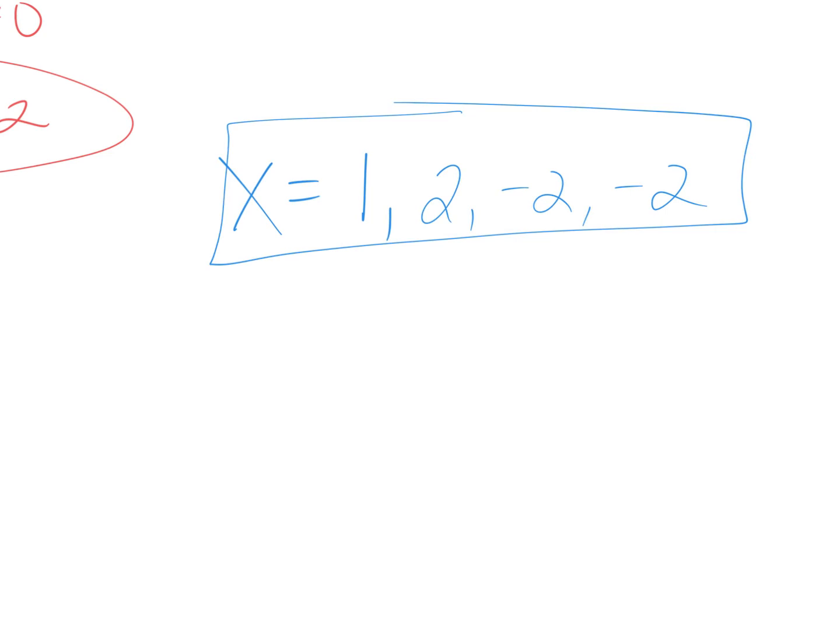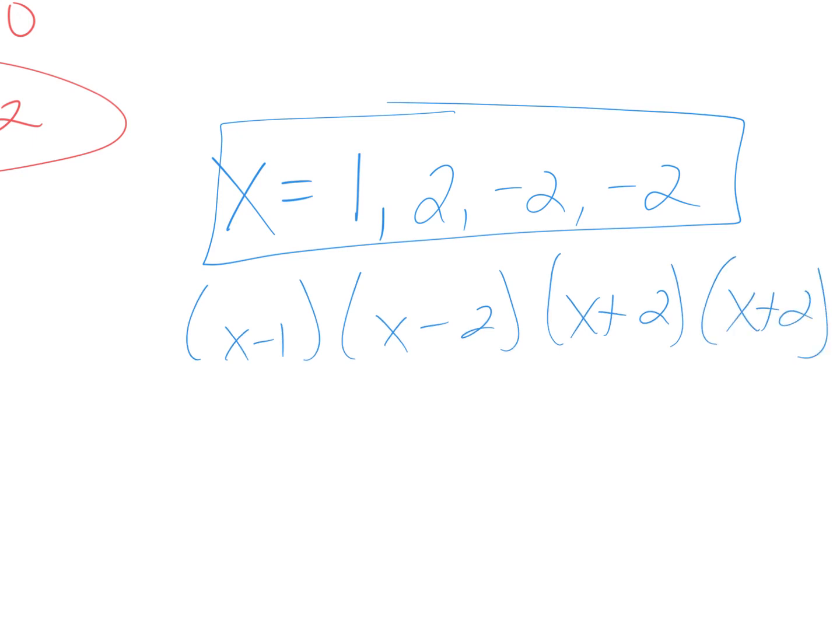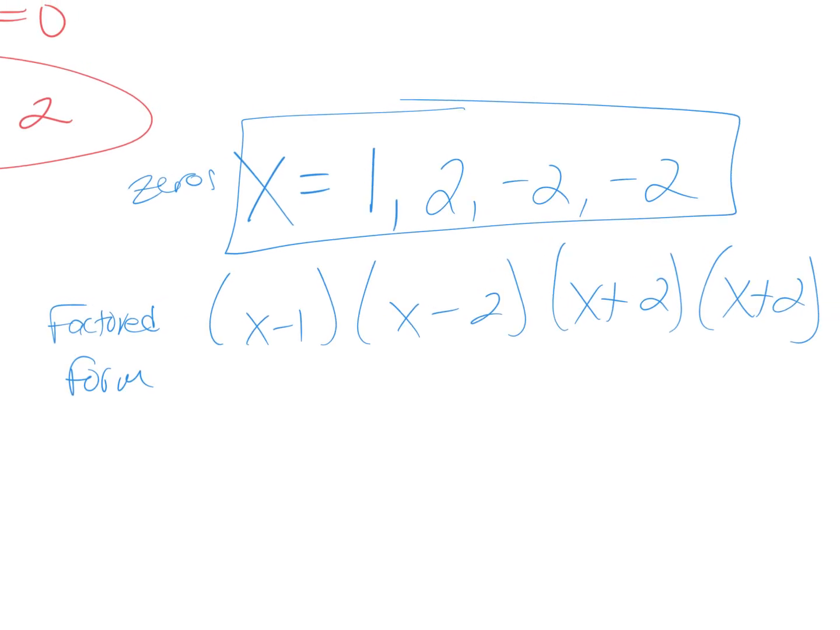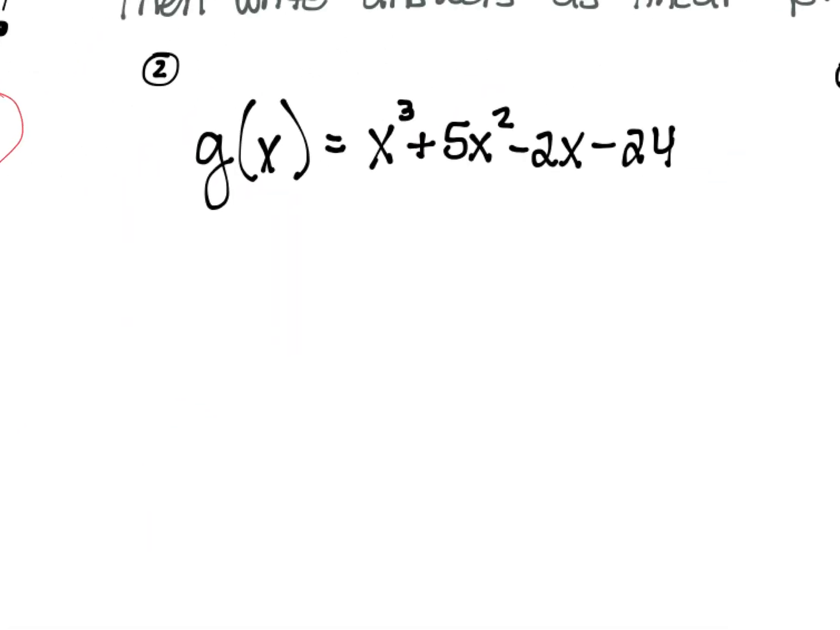How would I write that in factored form? x minus 1, x minus 2, x plus 2, and x plus 2. This is factored form. And these are my zeros. What do you guys notice about your answers? What do you have? Multiplicity. What's going to happen at x equals -2? The graph is going to bounce. Good? Good. All right, nothing new here, guys. It's just some stuff that we've done, and we're just putting it all together.